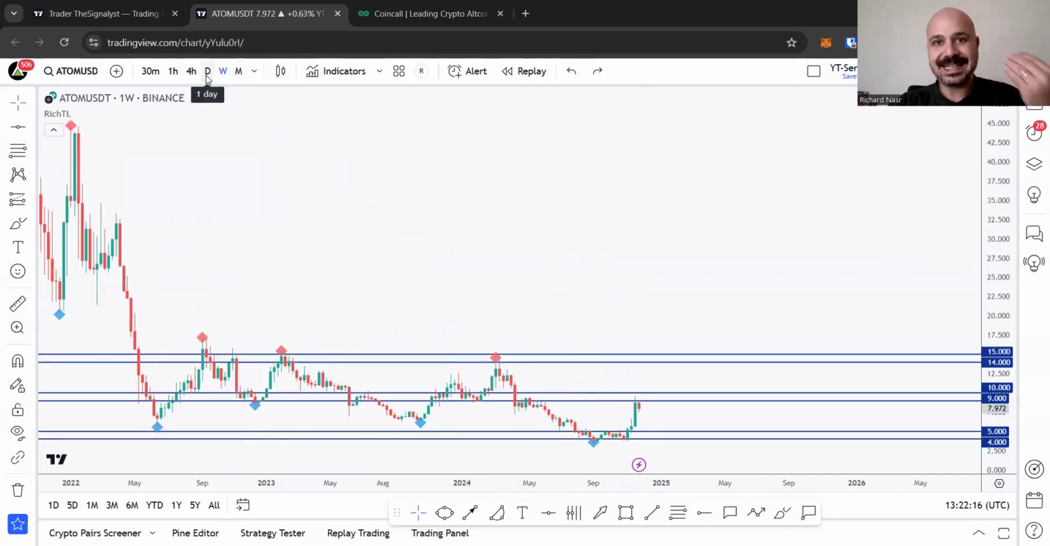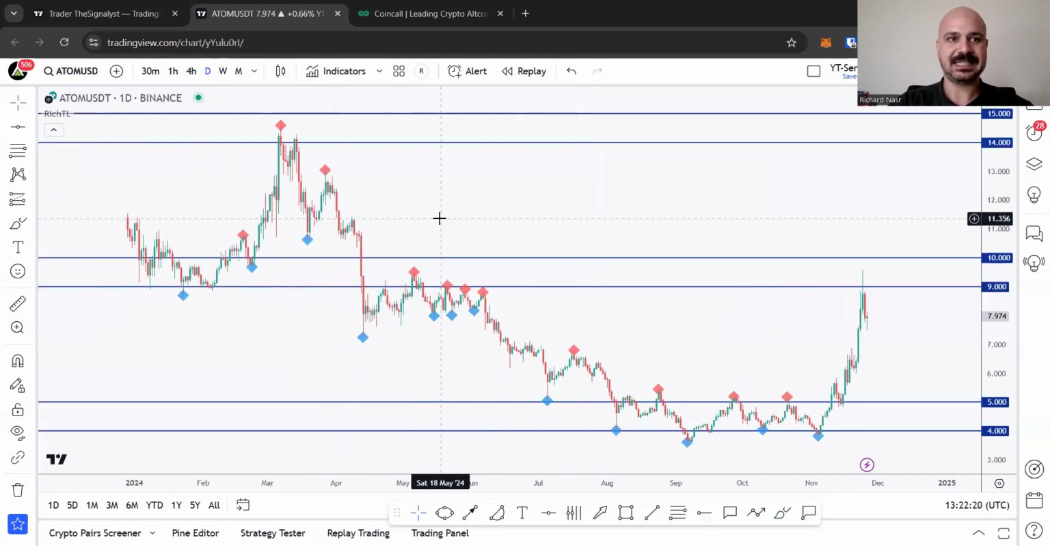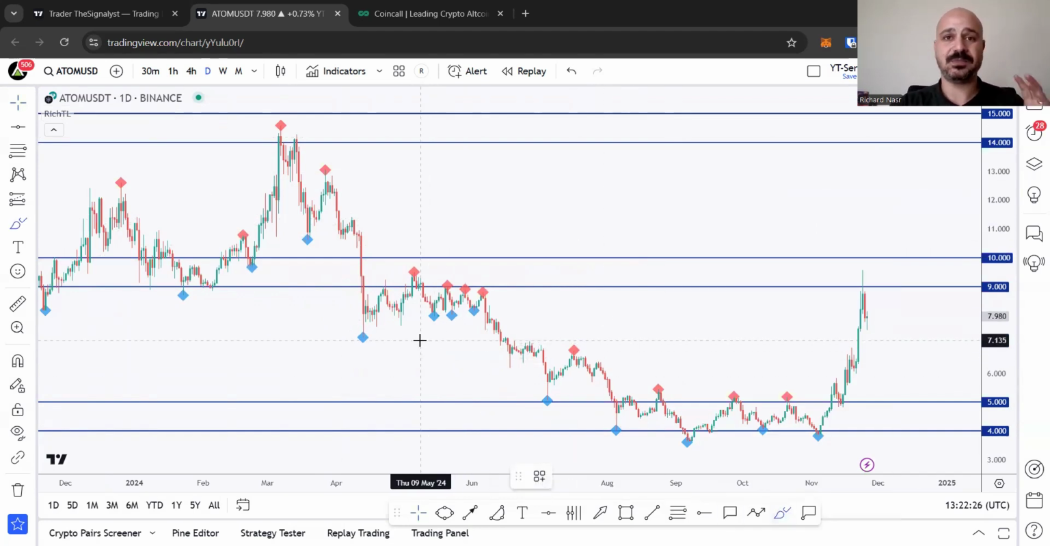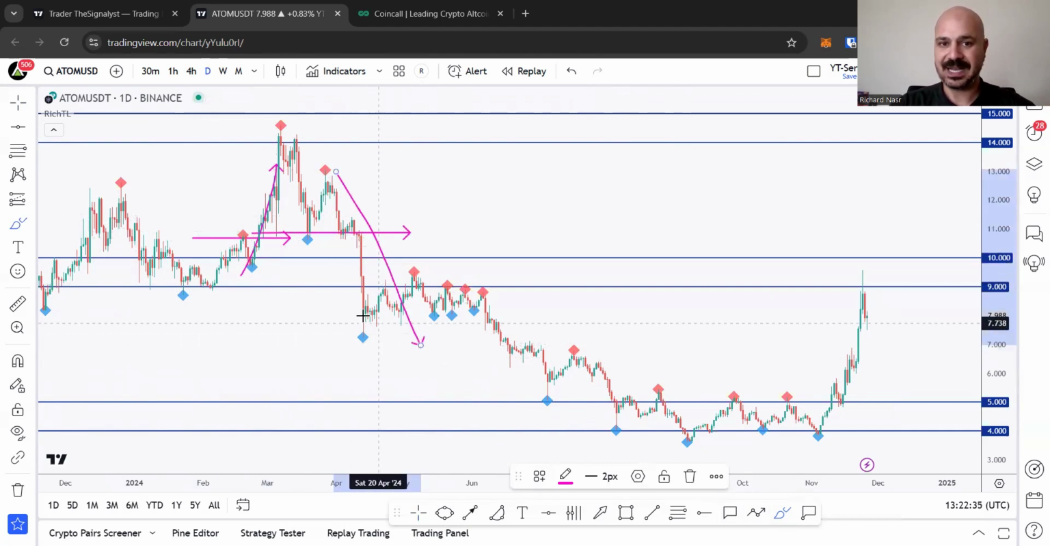Now, to add an extra layer of confirmation, you can zoom into daily time frame. You can clearly see that we've got our baby RichTL indicator on, to analyze the chart from an objective manner. You saw how we drew the support and resistance using RichTL, and now from a market structure perspective, you can clearly see that we have been bullish, we have been bearish here, making lower highs and lower lows.